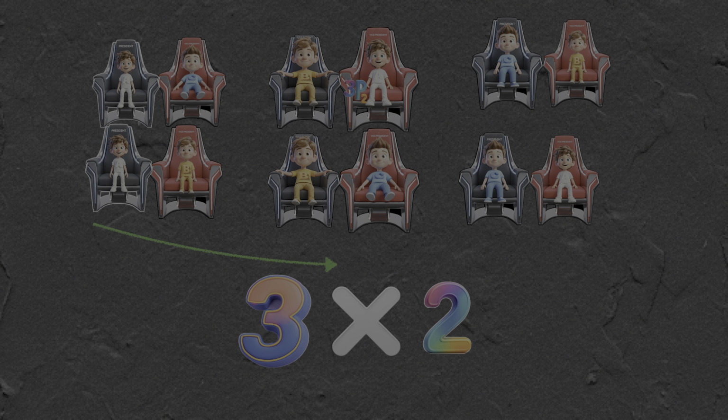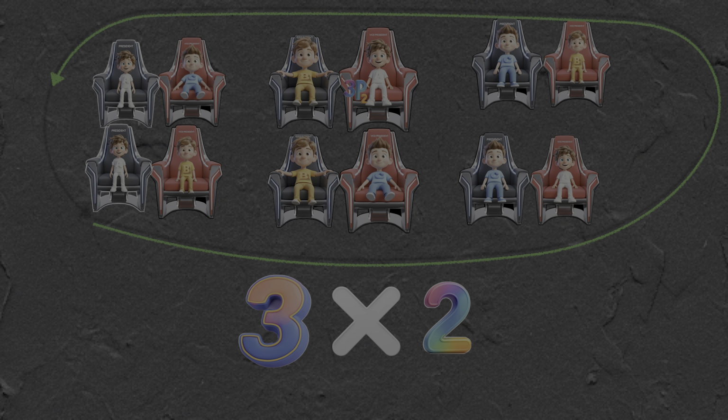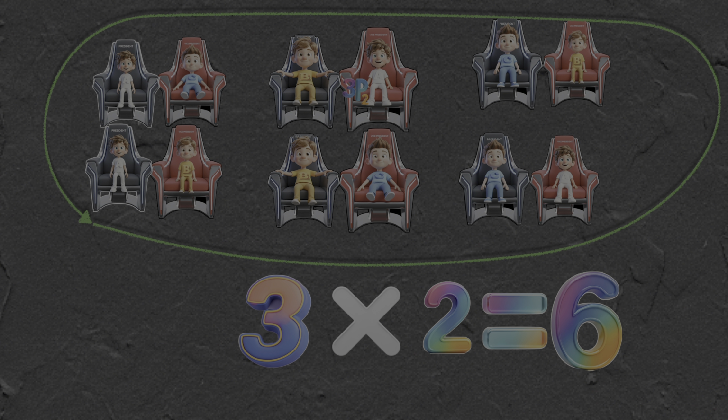Thus, for each of the three choices of boys for the president's seat, there are two possible choices for the vice president's seat. Altogether, this gives us 6 possible seating arrangements. And this is equal to the permutation formula 3P2.